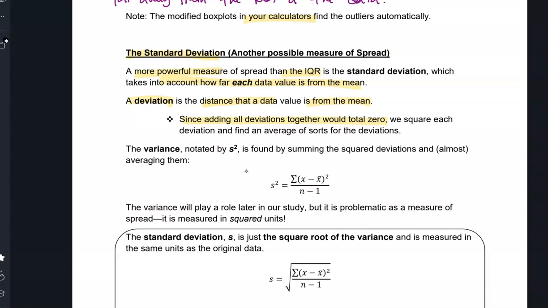So what they did is they did a little math magic. Instead of finding the average difference, they find the average squared difference. So you'll notice in our equation down here, this is called the variance. It's found by adding together the squared deviations. That's where we see x minus x bar, each data point x minus its mean x bar, squared. And then they divided by technically n minus 1.